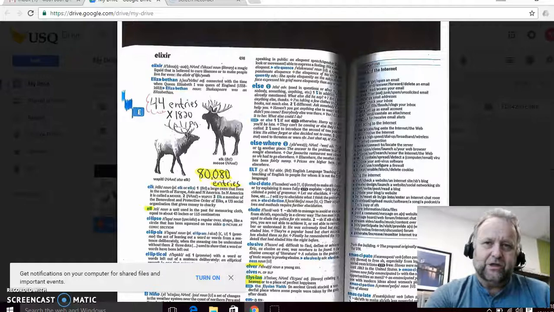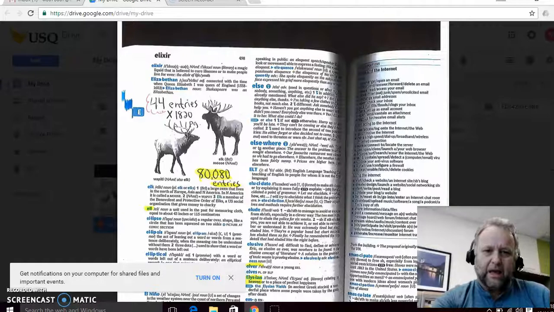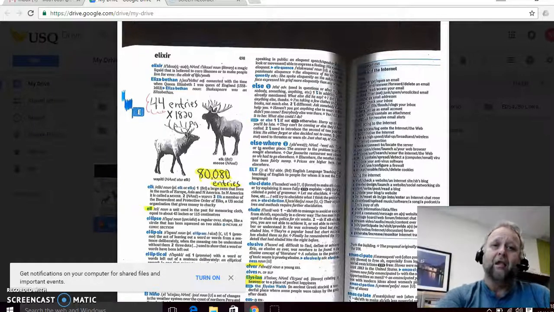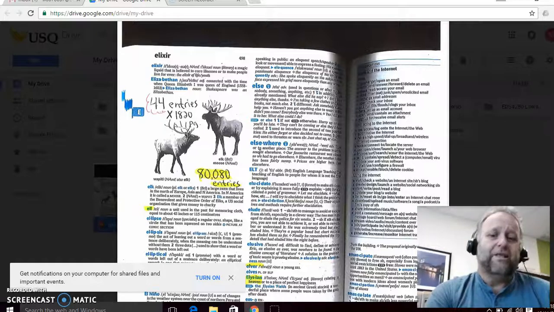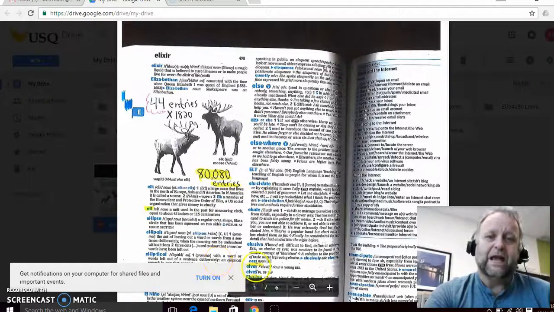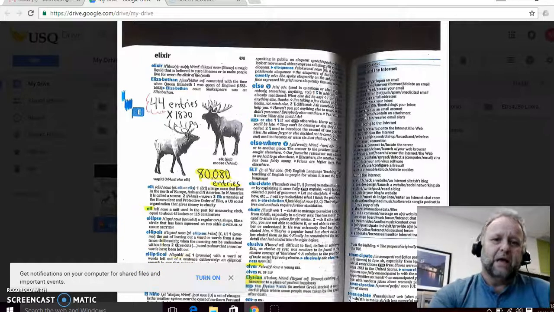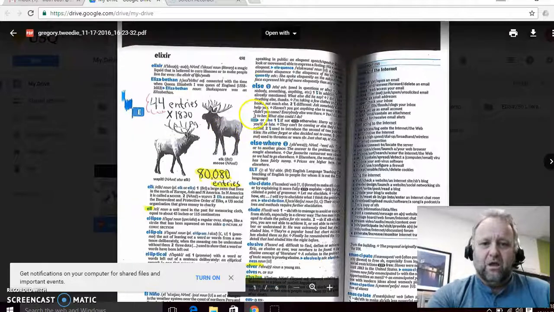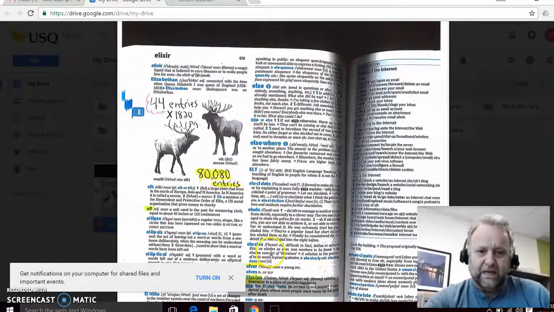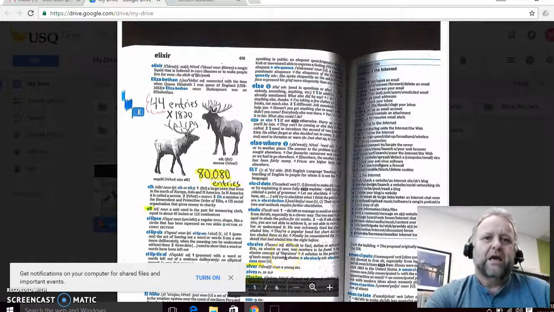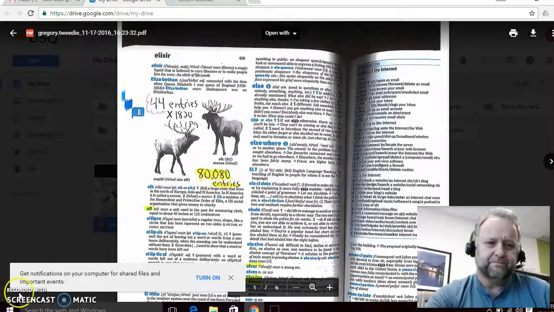Now, I highlighted some words I didn't know. I didn't know, for example, that ell was a unit used for measuring cloth, or that elver was a young eel, but now I know. And I counted all the words, any words that were in blue. For example, exclusive, I got exclusively, exclusiveness, and I ended up with a total of 44 words.